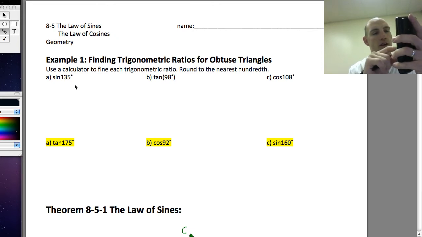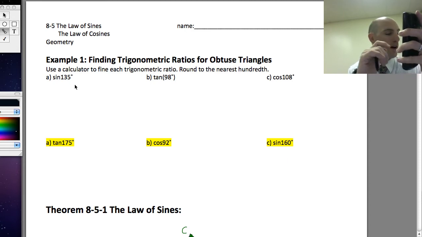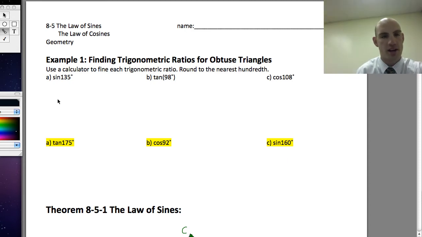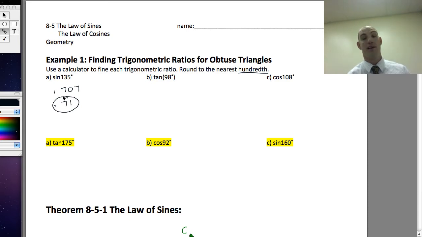So after I put my calculator in degree mode, I do sine of 135 and I get 0.707, and that's going to be 0.71 when I get done doing my rounding to the nearest hundredth. Alright, so that's how this works. This is actually not really that difficult once we understand degree mode and just plug it in.